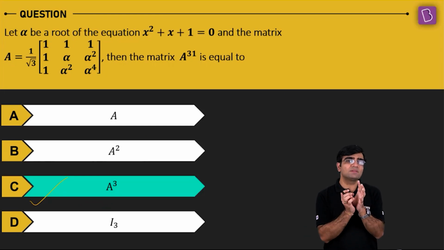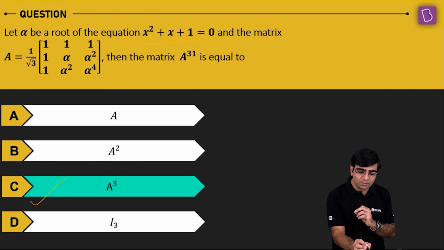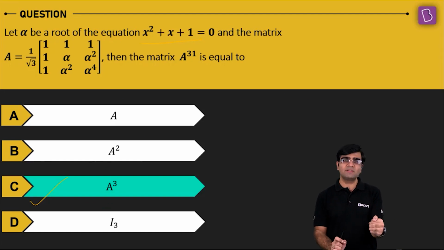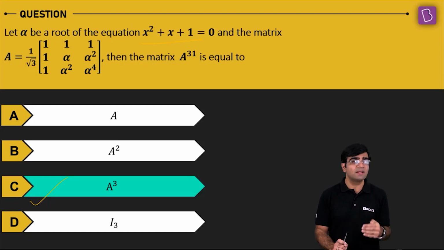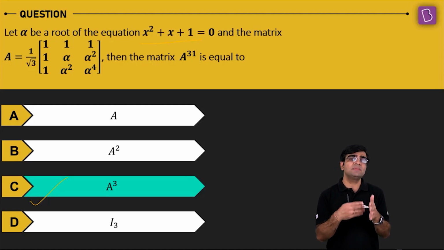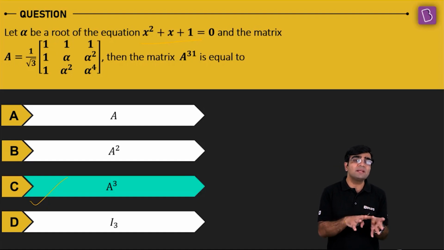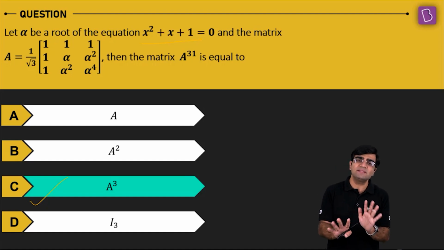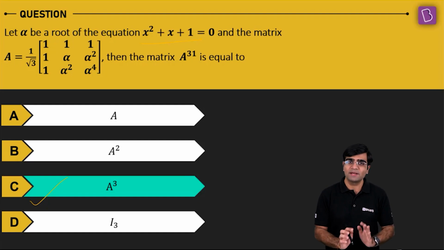The key takeaway was that first of all, you need to remember that the moment you see this equation, x square plus x plus 1 equal to 0, the roots are omega and omega square. And when you plug in this value, if they're asking for A raised to 31 and options are in this format, chances are very high that either some even power or some odd power will conform to the identity matrix or anything which is very easily solvable, free from omega things, right? Perfect. All right.